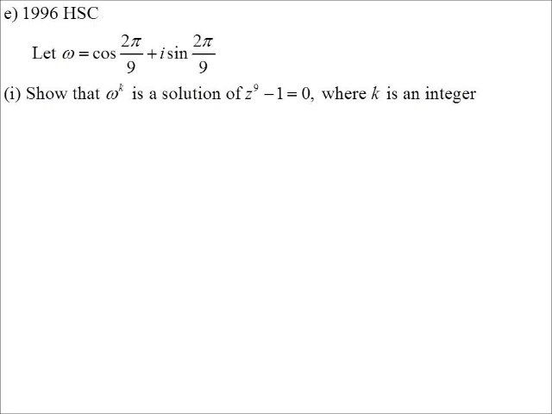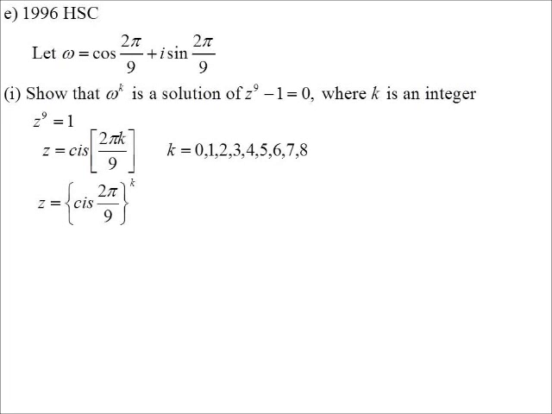I don't have to go and show how I manipulated the indices. I don't have to do it for 1, 2, 3, 4, 5, 6, 7, 8. I'll do it this way instead. z to the power of 9 is equal to 1. Because they've told me the specific solution of omega, I can do it a lot quicker. So therefore, z is equal to cis 2 pi k to the power of 1 on 9, where k equals 0, 1, 2, 3, 4, 5, 6, 7, 8.